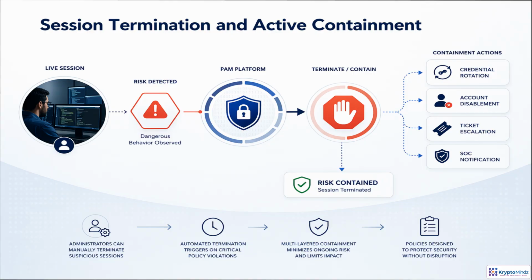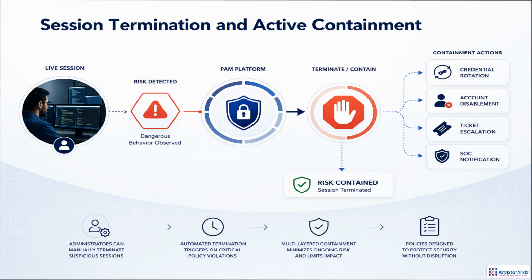When PAM detects dangerous behavior in a live privileged session, the response should be fast and proportional. The platform can terminate the session automatically for critical violations or allow an administrator to intervene manually when context matters. Containment should not stop at disconnection. Exposed credentials may need to be rotated, suspicious accounts disabled, tickets escalated, and the SOC notified so investigation starts immediately.